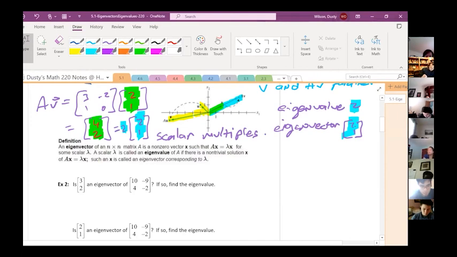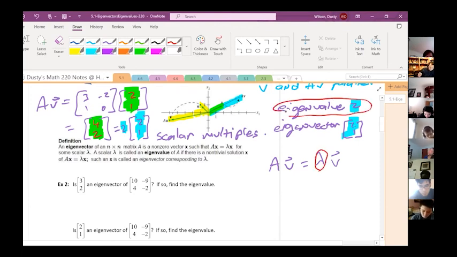Okay, so in this particular case up above, we're saying that we had AV equal to lambda V, and the lambda in this case was our eigenvalue of 2, and the V, our eigenvector, was that one right there.